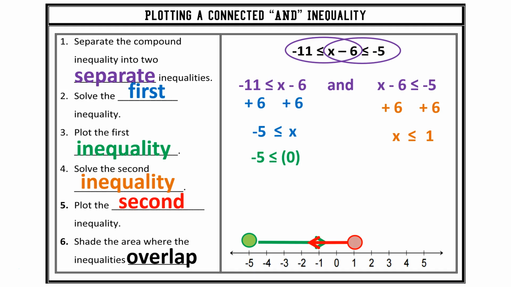I'm going to find where those values overlap. So my actual solutions include negative 5 and all the way up to and including 1. Those values would make both negative 11 is less than or equal to x minus 6 and x minus 6 is less than or equal to negative 5 true. It would make both of those inequalities true.